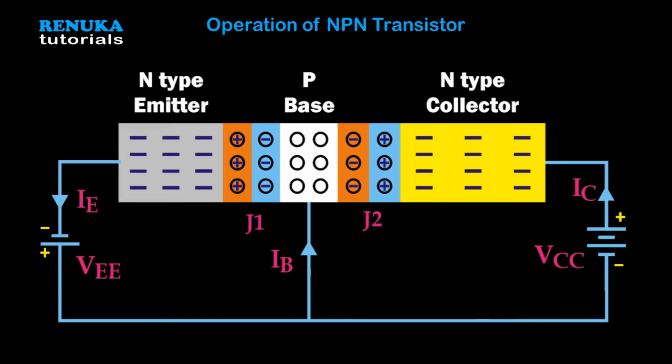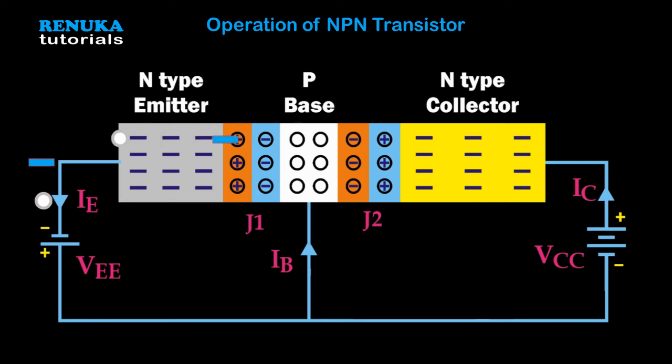Now under such biasing, the stream of electrons from the negative terminal of the battery will start flowing towards the N-type region. The majority charge carriers in the N-type emitter are electrons. Therefore, there are already free electrons present in the emitter, and we are increasing the quantity of electrons by applying the negative potential to the emitter. So many electrons cross the junction J1 and enter into the base.